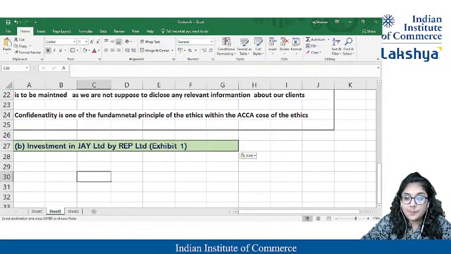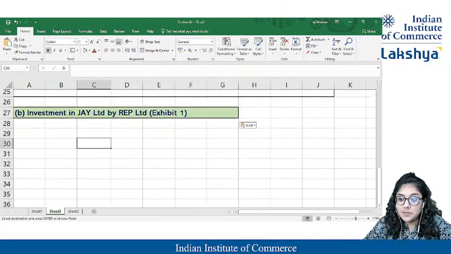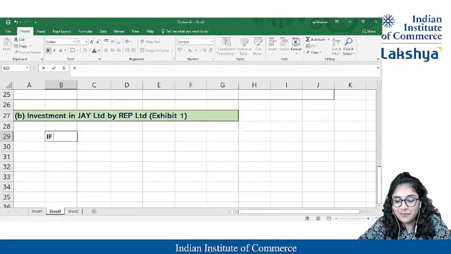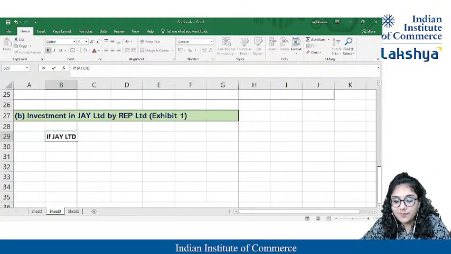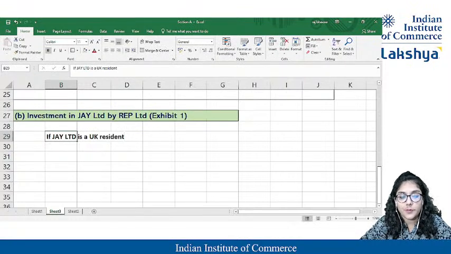My second answer, the B part of the first situation only. Students, over here, I am supposed to answer in both ways: if Jai Limited is a UK resident and if Jai Limited is not a UK resident. So let's write first, if Jai Limited is a UK resident. This is my first pointer.